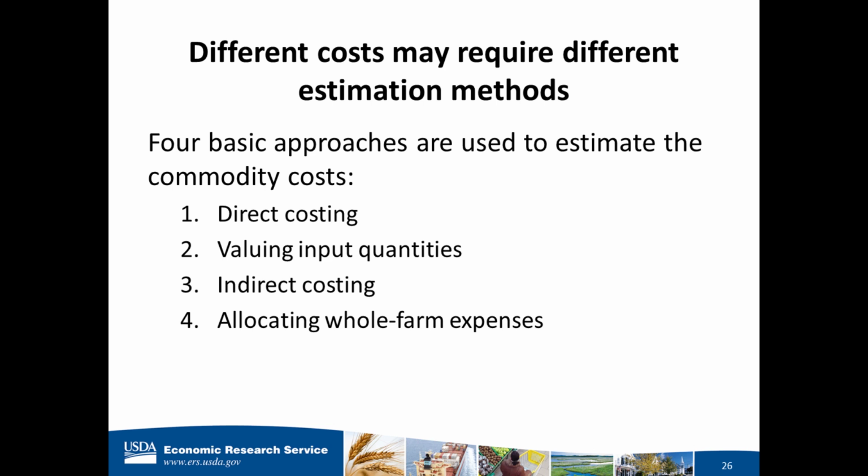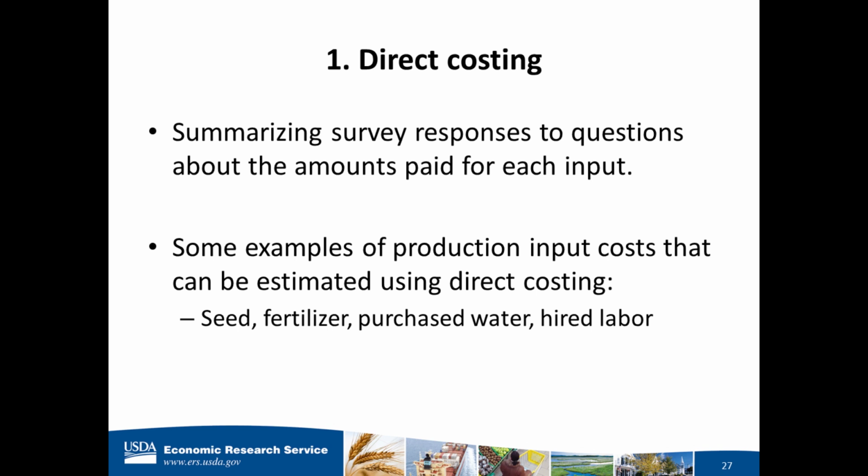There are 4 different estimation methods that we use. The first one is direct costing, followed by valuing input quantities, indirect costing, and then allocating whole farm expenses. This is really where I wanted to point out that there are many different ways to get at a cost, and we use these 4 methods depending on the type of information we have available to us. Direct costing is basically when we take survey responses to questions about the amounts paid for each input, and we use that as the estimate. We take the average, and that is the estimate spent, for example, on seed or fertilizer or even purchased water.